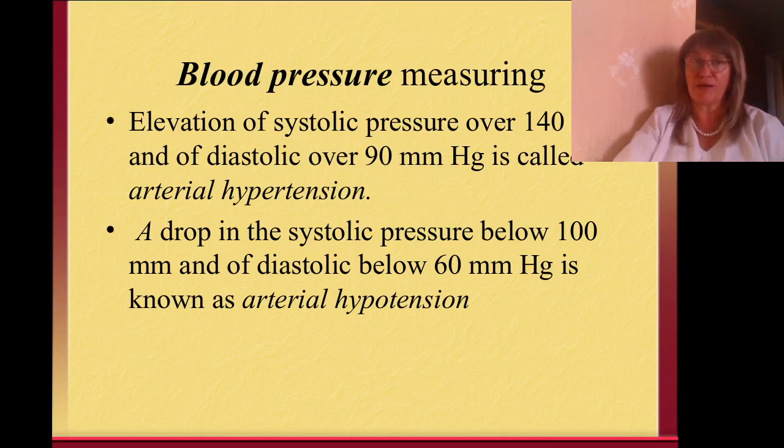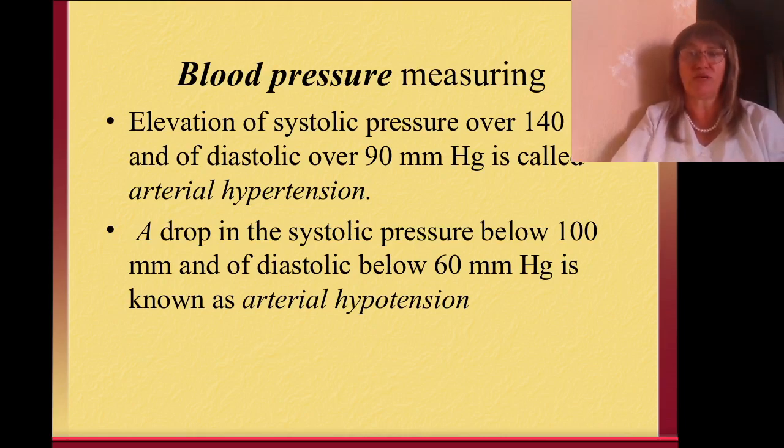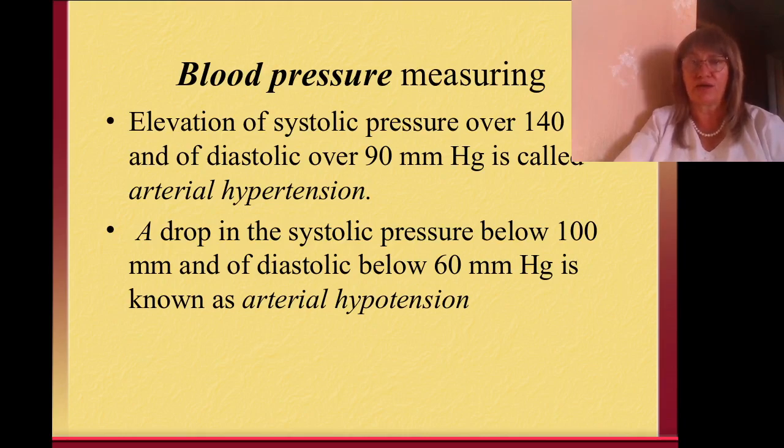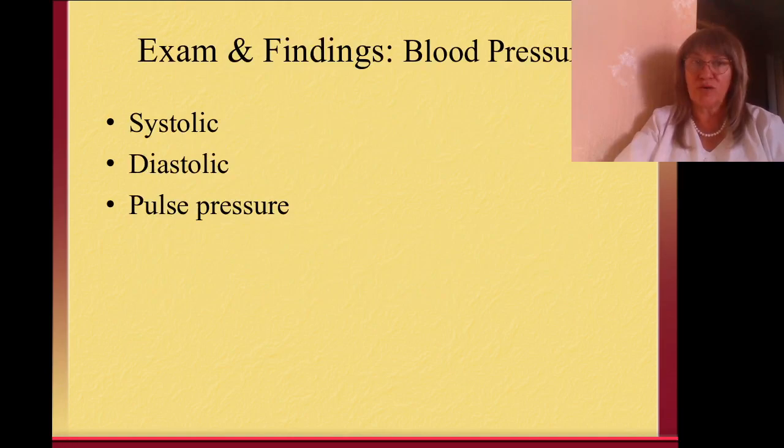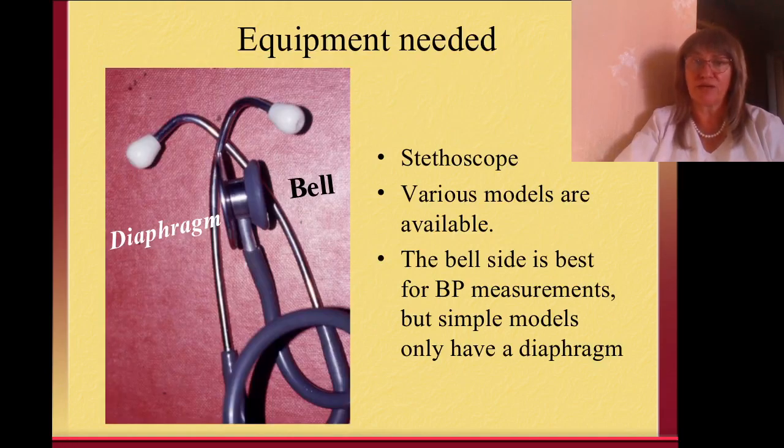Blood pressure measurement. Elevation of systolic pressure over 140 mm and of diastolic pressure over 90 mm of mercury is called arterial hypertension. A drop in the systolic pressure below 100 and of diastolic below 60 mm of mercury is known as arterial hypotension. Systolic, diastolic, and pulse pressure.